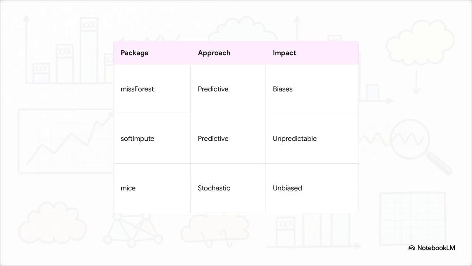But then there's a package called MICE, which stands for multivariate imputation by chained equations. It adopts a Bayesian framework. It embraces the randomness. And because it's stochastic, it produces unbiased estimates that actually match our true population.